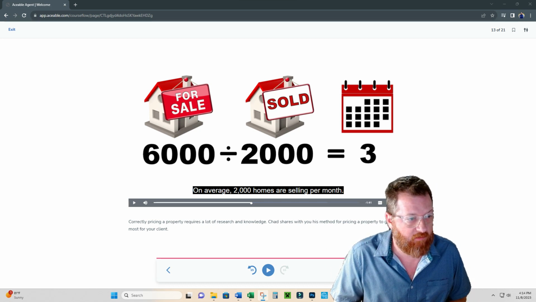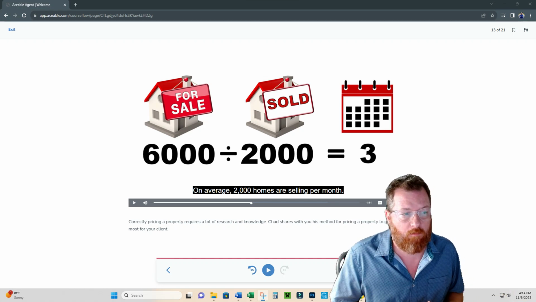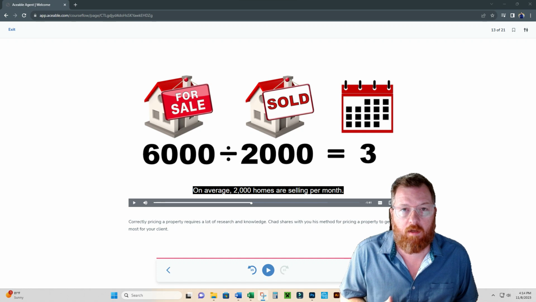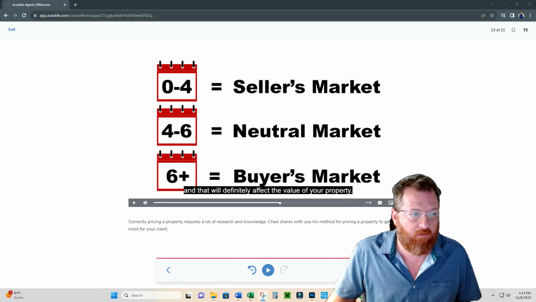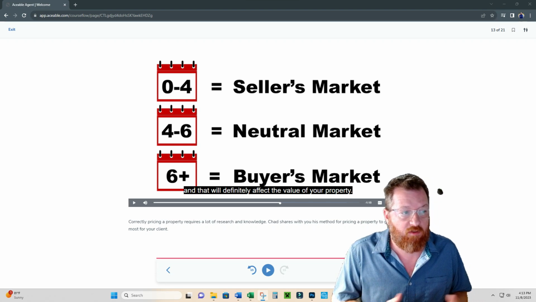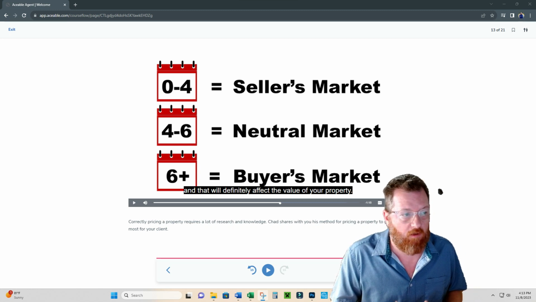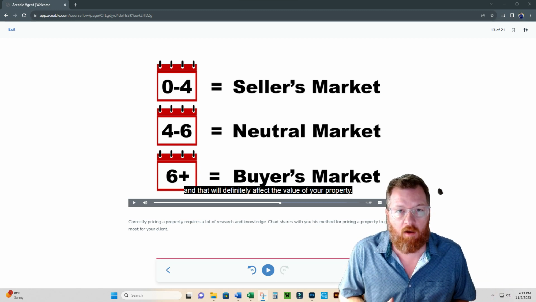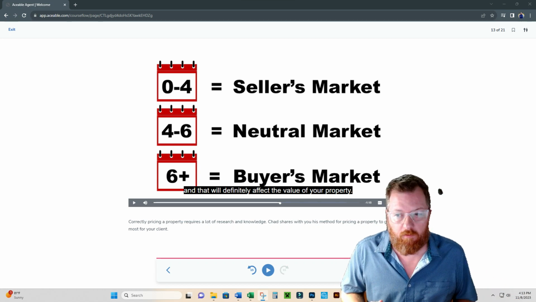They came up with this ratio here. Let's say you've got 6,000 homes for sale, and homes sell approximately 2,000 per month. Divide those two numbers, you get 3. You've got 3 months of inventory in the market. And they define a seller's market as a 0 to 4 ratio, a neutral market as a 4 to 6 ratio, and a buyer's market as a ratio above 6. That's the number of months that a house will, on average, sit on the market. So if a house is sitting on the market for 6 months, the buyer is probably going to be in a pretty good spot to get a reduced price.